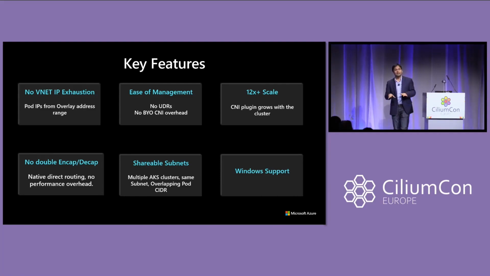There's no overhead associated with double encapsulation, decapsulation. It provides the native host performance that you get on Azure without any overhead associated with overlays. Because you are using reusable IP addresses, you are able to share subnets across your multiple cluster deployments. And last but not the least, Azure CNI overlay is supported on Windows as well. So the same solution that you can deploy on Linux is also available on Windows, so you don't have to worry about cross-platform challenges.